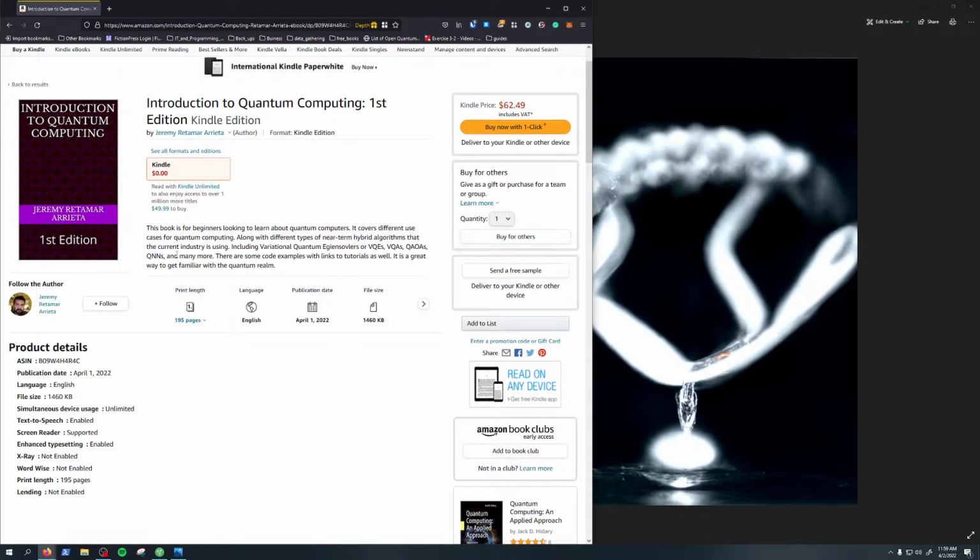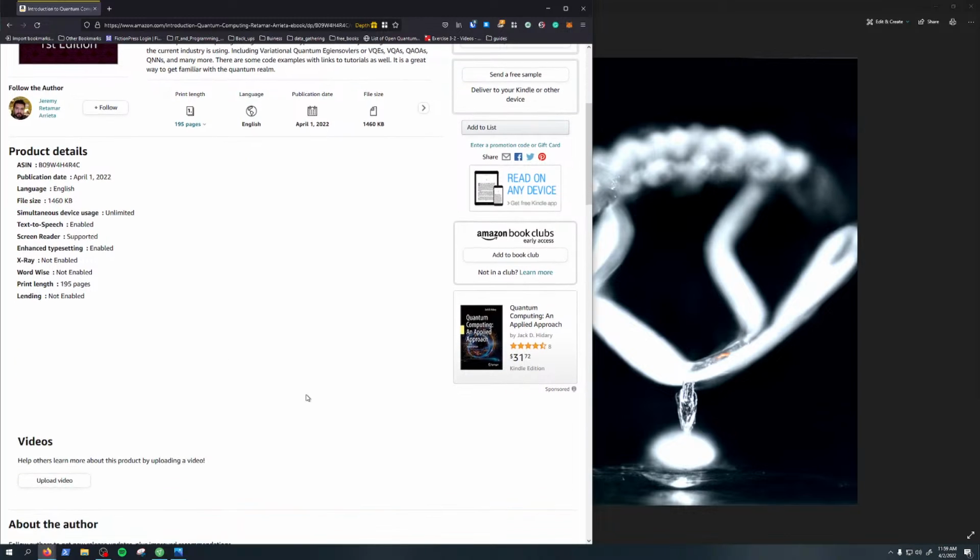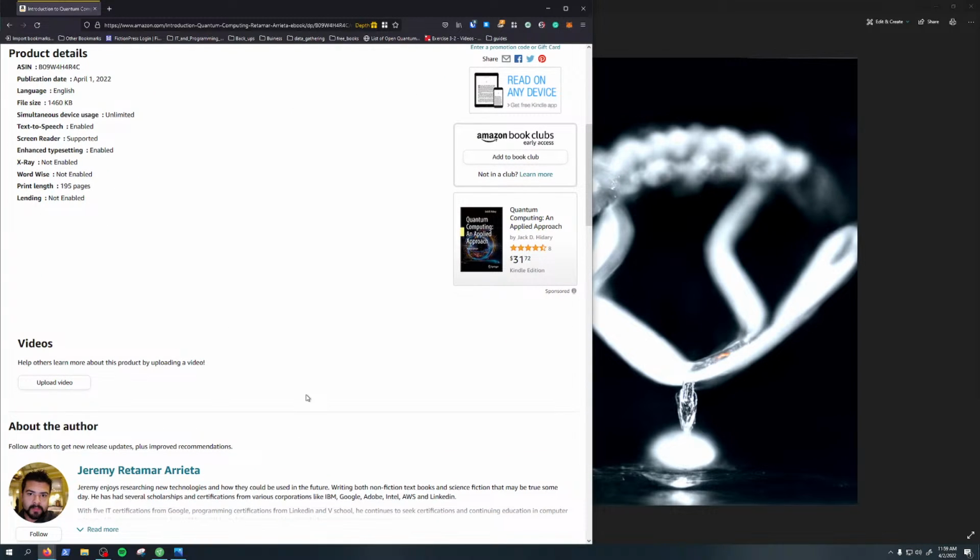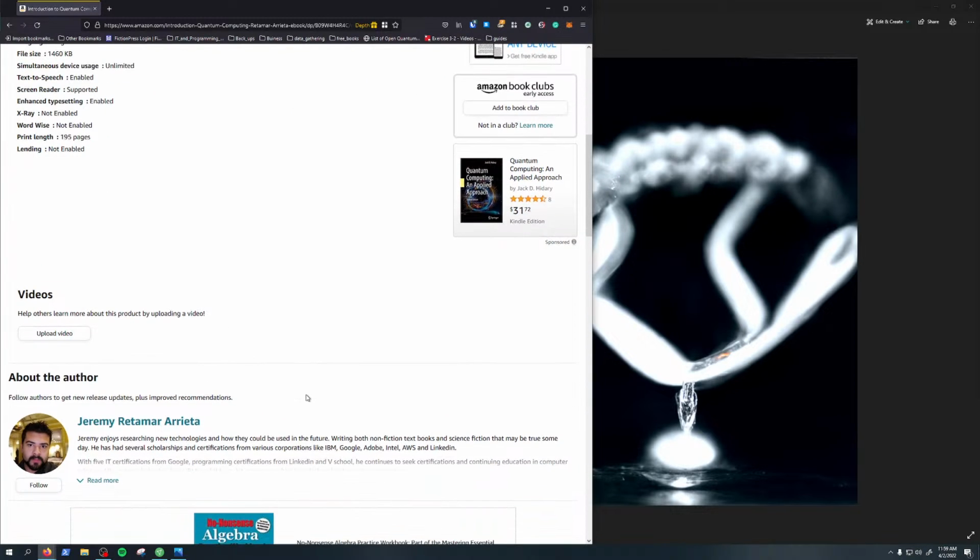This book covers mostly things for beginners, different use cases for quantum computers, and a bunch of near-term hybrid algorithms, things like VQEs, VQAs, QAOAs. Those are variational quantum algorithms, quantum neural networks, things like that. And then it has a bunch of coding examples too.